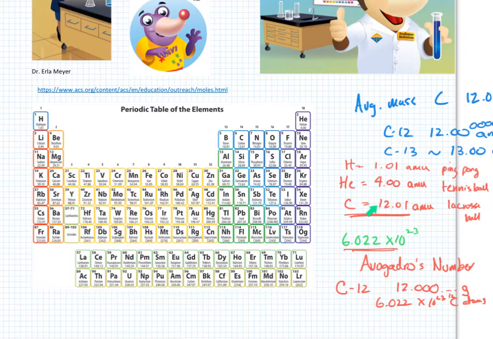Okay? So it's still 3 times lighter for helium, but there's 6.022 times 10 to the 23rd helium atoms in 4 grams of helium. In 1.01 grams of hydrogen, there are 6.022 times 10 to the 23rd. And in 12.01 grams of carbon, there is 6.022 times 10 to the 23rd atoms.